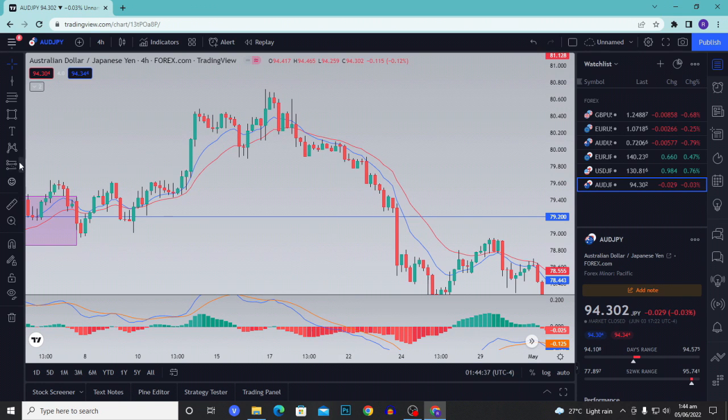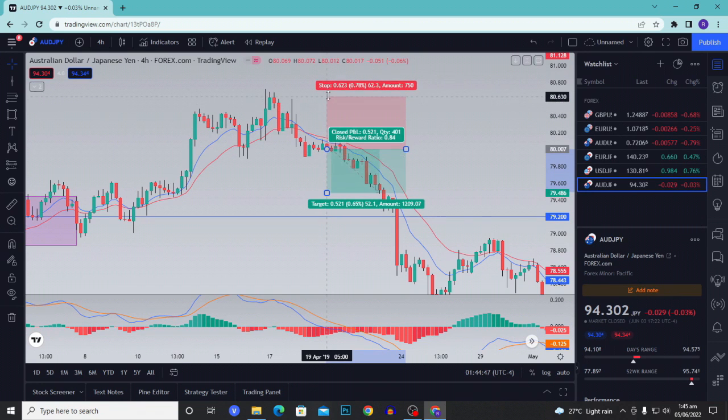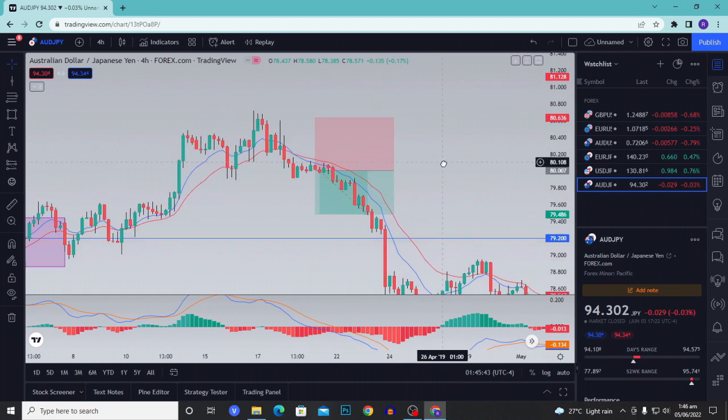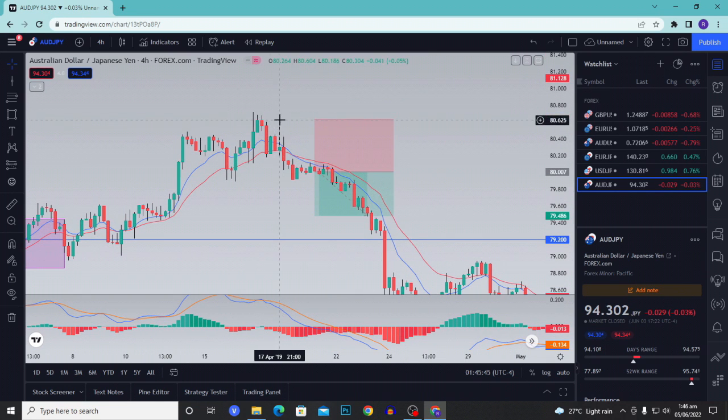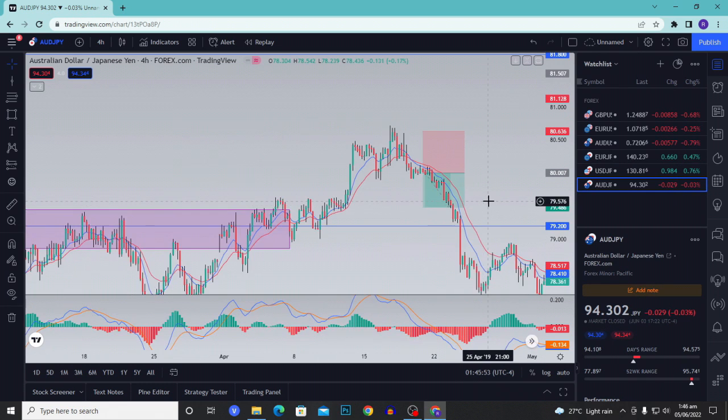So we pop out our trade. We enter at the close of the candlestick, which is right here. Stop loss above the previous high or previous level, previous resistance. We put our stop loss above a previous level, which in this case is right here, above this wick, which is 62 pips stop loss, and we go for a 1 to 3 risk to reward ratio.